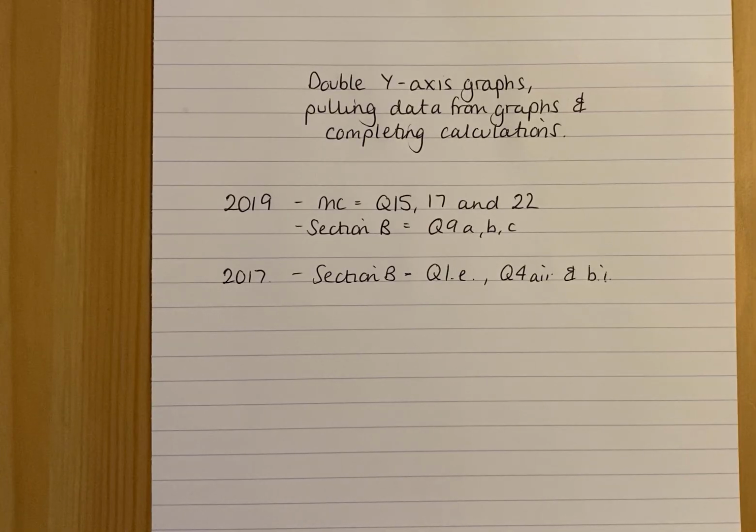So I've given a list of the questions that I've used for this. These are the new Higher Human course assessments, so the final past papers. The first three questions I'll cover will be from the 2019 paper, questions 15, 17 and 22. Then section B will be question 9A, B and C, and then the next question I'll cover will be from section B of 2017, which will be question 1E and then 4A part 1, or 4A part 2, and then 4B part 1.